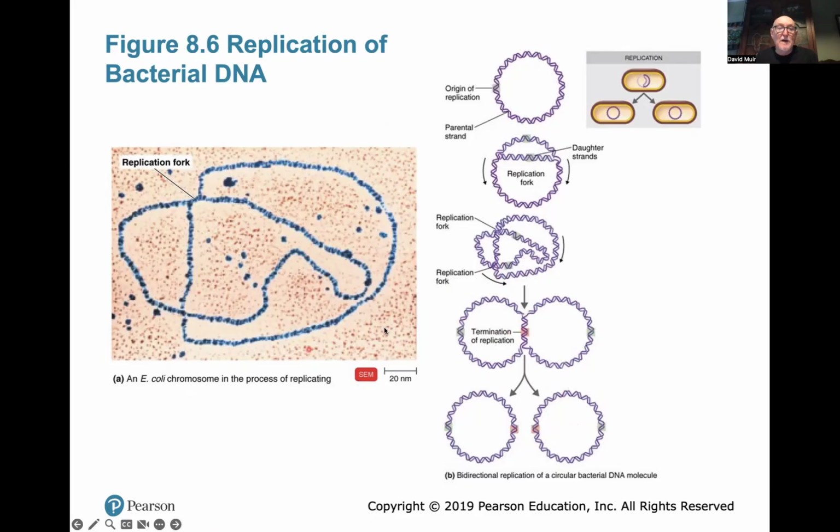Here's a beautiful electron micrograph of a replicating DNA chromosome, bacterial chromosome rather. And here you can see the replication forks. They have run all the way around, and they're about to meet here to complete the replication, giving us these two different strands of DNA.